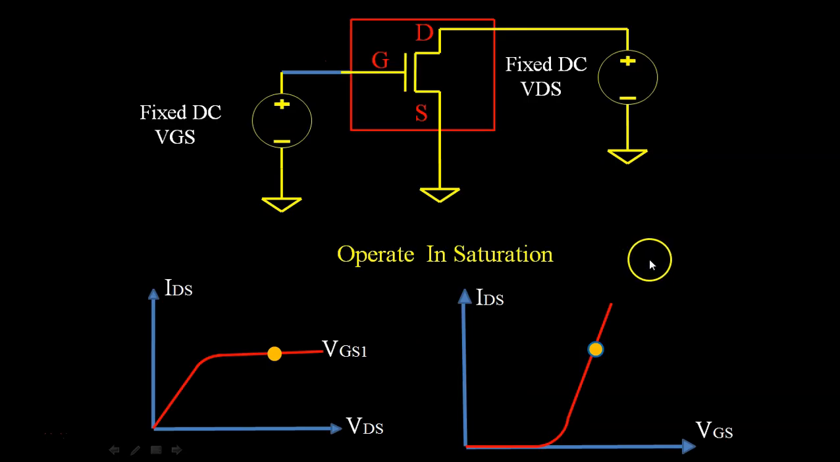I will just repeat the procedure. We have to first bias this MOSFET with fixed VGS and VDS. VGS and VDS must be such that the MOS operates in saturation. So the point of VDS must be somewhere on the straight line, and VGS can be any value, but it must be greater than or equal to the threshold voltage.